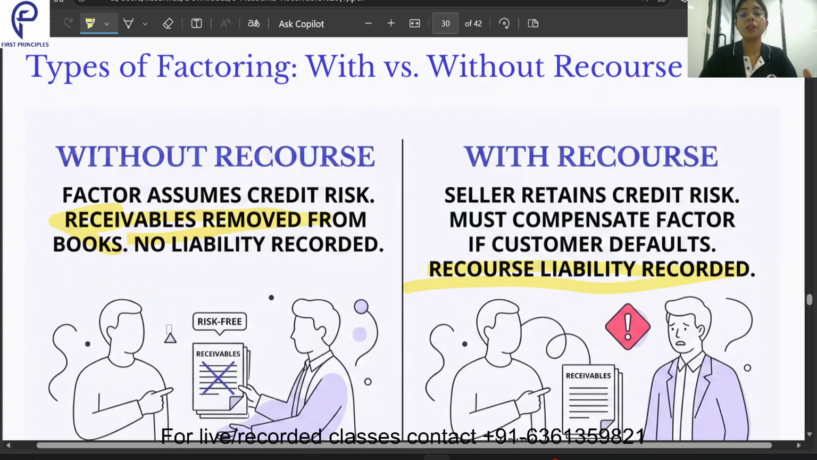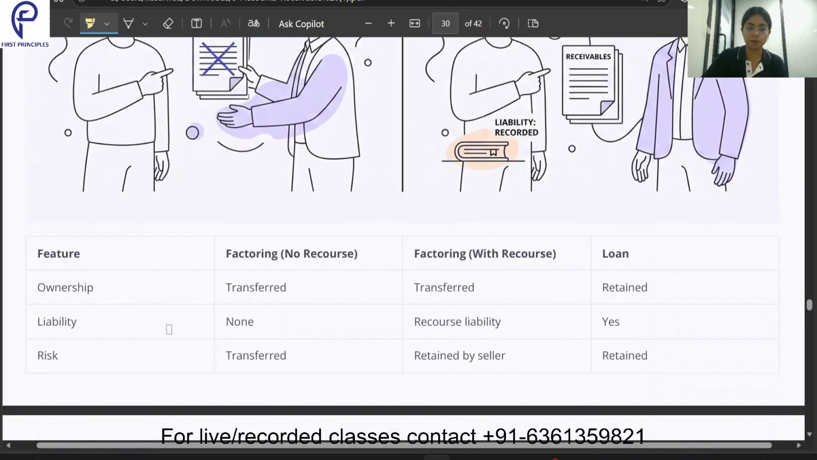With recourse means what? The seller retains the credit risk. That means the seller must compensate the factor if the customer defaults. So in the case of with recourse, when I am selling this particular accounts receivable to the bank, I will record a recourse liability. Tomorrow if the customer is not willing to pay the money, the bank will come and recover that amount from me. So that is the difference between with recourse and without recourse.